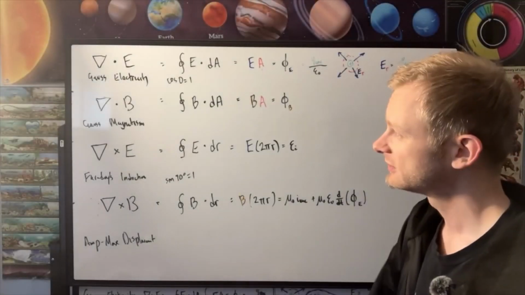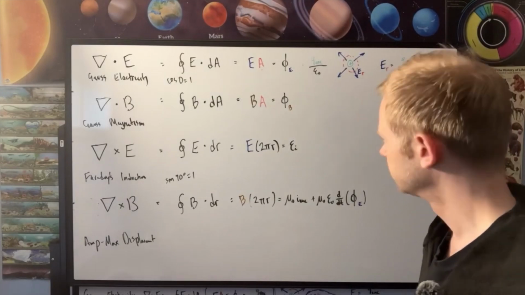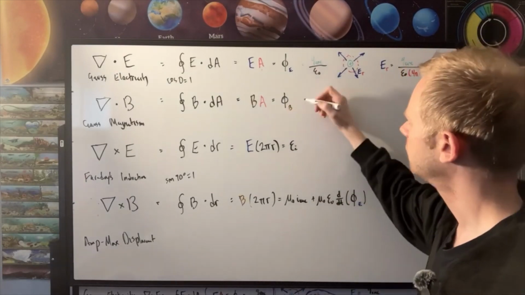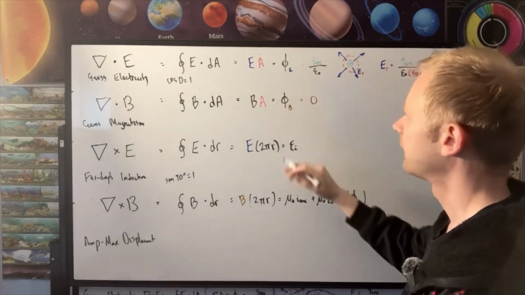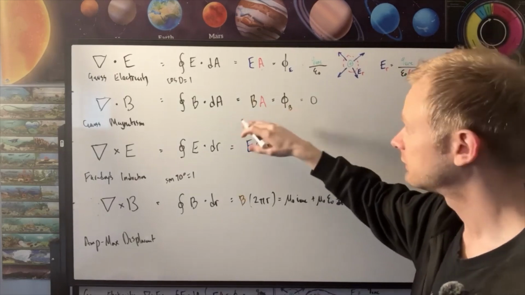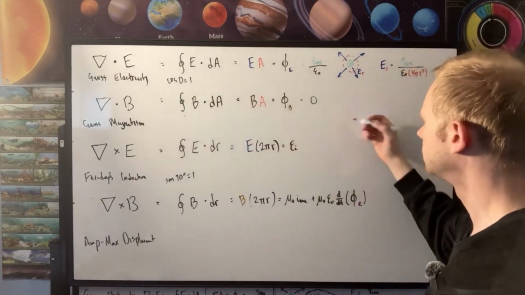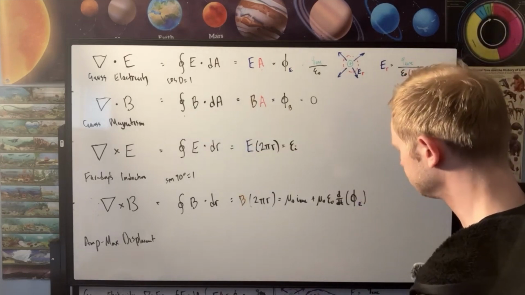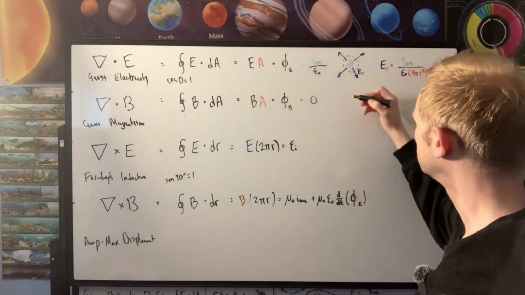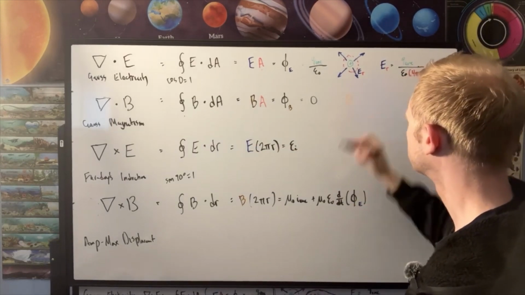The next equation is Gauss's law of magnetism, which simply says that this is equal to 0. And that's only for an enclosed area. Both of these things are closed integrals. Well, what that's really trying to say is, let's say we drew a little magnet here.